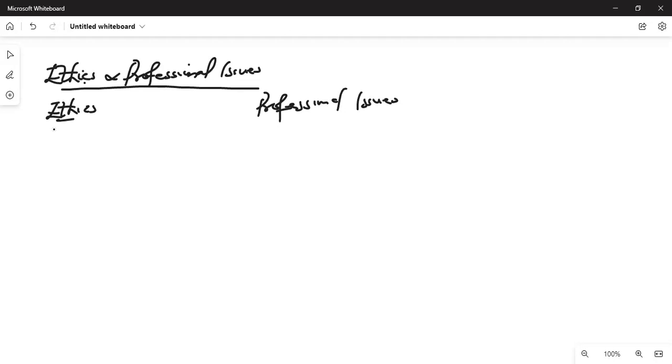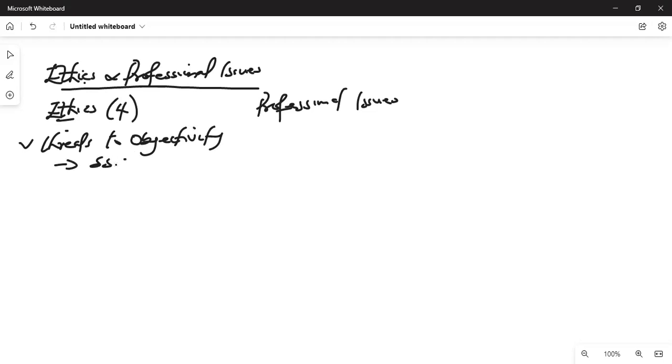Now, when we talk about ethics, there are four things that you have to remember in terms of answering your question. Number one, we have threats to objectivity, which we've done. If you remember, I went through SAFI with you: self-interest, self-review, advocacy, familiarity, and intimidation. That is it. Then another thing you can talk about is confidentiality.